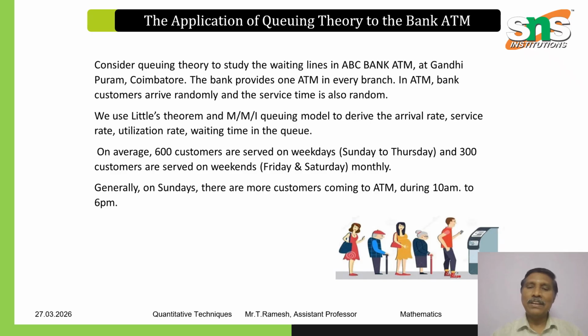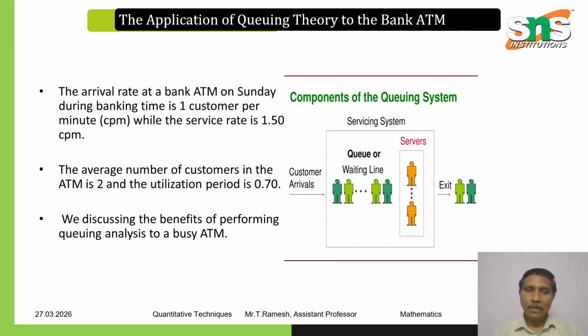Weekdays here means Sunday to Thursday, and 300 customers are served on weekends. Weekends are denoted by Friday and Saturday, monthly. So we consider this slab. Generally on Sunday, there are more customers coming to the ATM during 10 a.m. to 6 p.m. The arrival rate of the bank ATM on Sunday during bank time is one customer per minute. We call it CPM: C for customer, P for per, M for minute. So CPM means customers per minute.